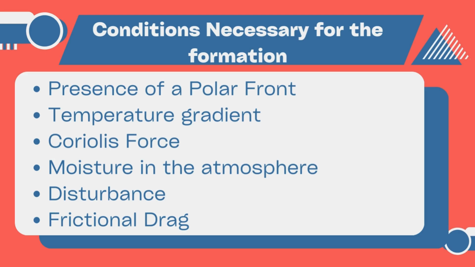So for a cyclone to develop, there needs to be an initial disturbance, which is the trigger mechanism, such as a ripple or wave in the polar front. This disturbance helps to kickstart the spinning motion of the system.